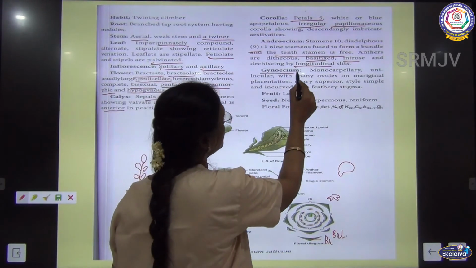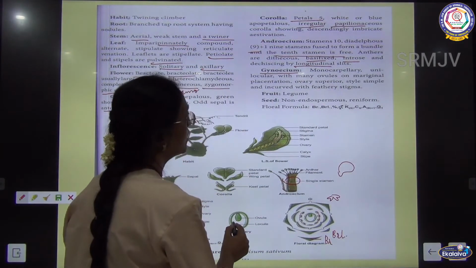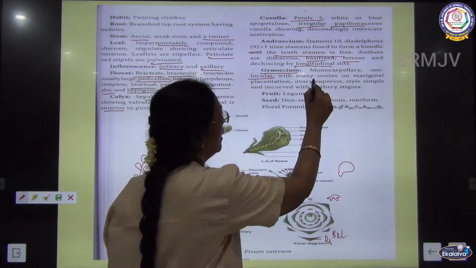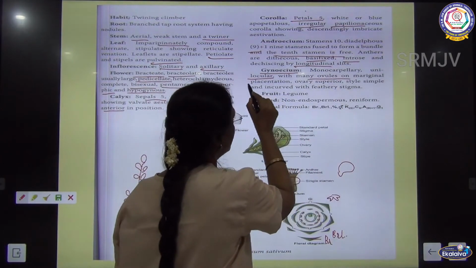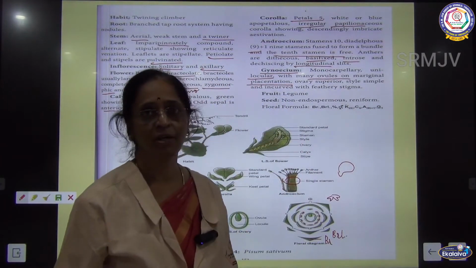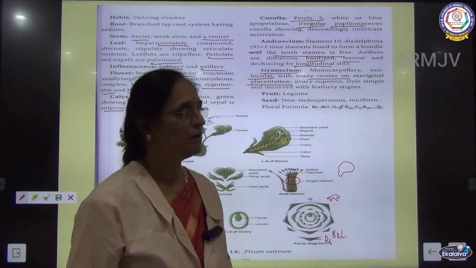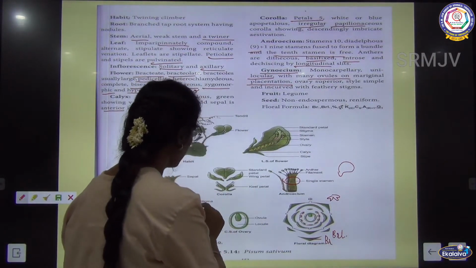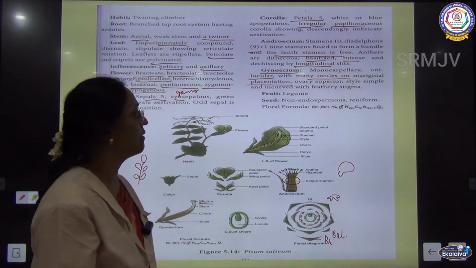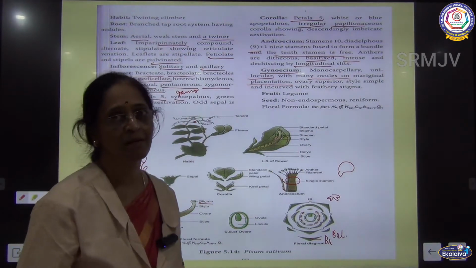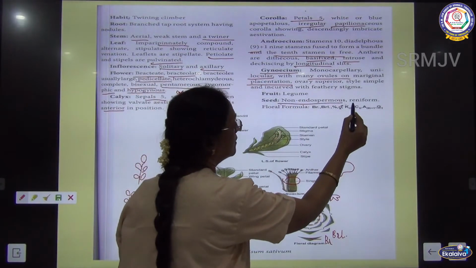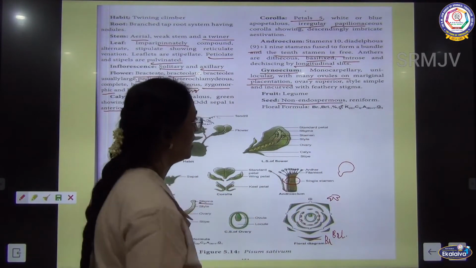Then gynoecium. Gynoecium is monocarpellary and has only one locule, so unilocular, and many ovules on what placentation? Marginal placentation, and the ovary is superior and the style is simple, and it has a feathery stigma. The stigma is feathery here, and the fruit is a legume, and the seeds are non-endospermous and they are reniform.